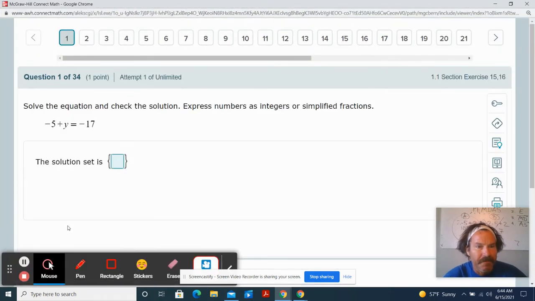All right, so there's 34 questions, and like I said, most of them are just solving equations. We haven't seen the equal sign yet, but there's a balancing act that has to take place when you solve an equation. The rule of thumb is what you do on one side of the equation, you also have to do on the other side. So you have to always keep the equality.